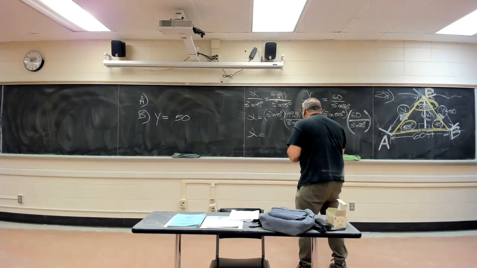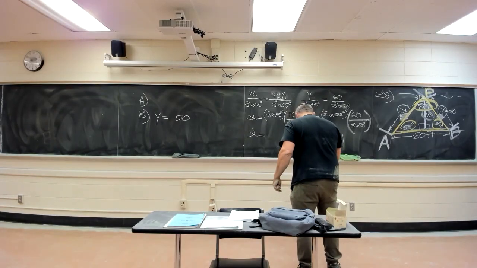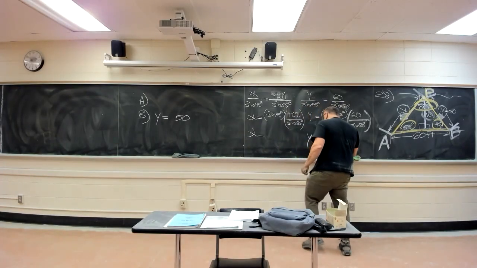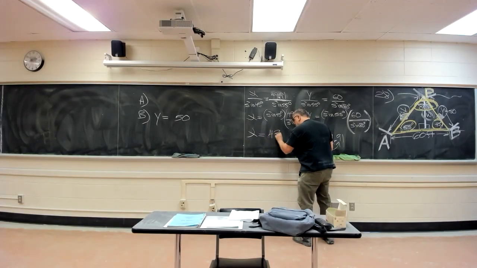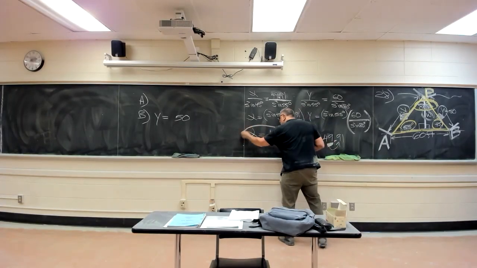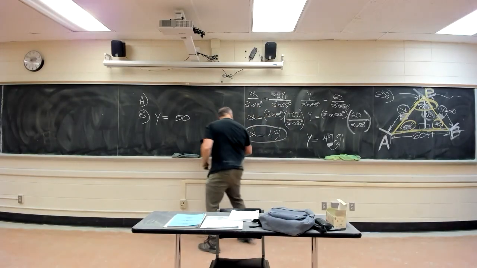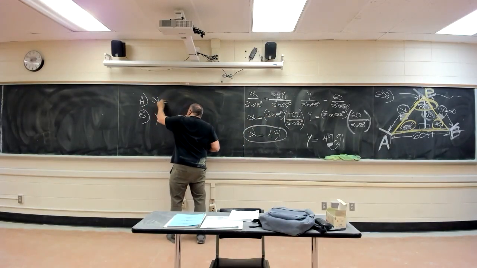Times sine 45 divided by sine 55. I got 43.08. Yeah, that's about 43. I got a feeling that's where they're going to stay. So A, the x is going to be 43, is what my instinct is saying.